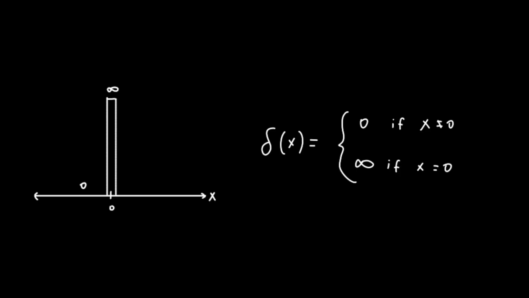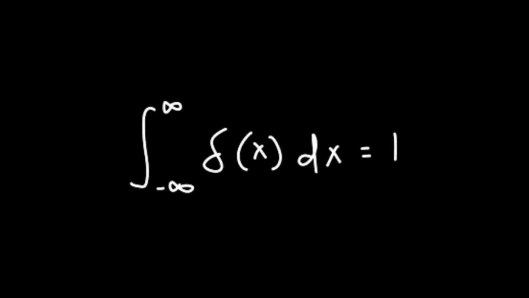The Dirac delta function has a distinct peak at the origin that shoots up to infinity, and everywhere else it is equal to 0. And an interesting property of this is that if you take the integral from negative infinity all the way to infinity, the total area under this graph is equal to 1.